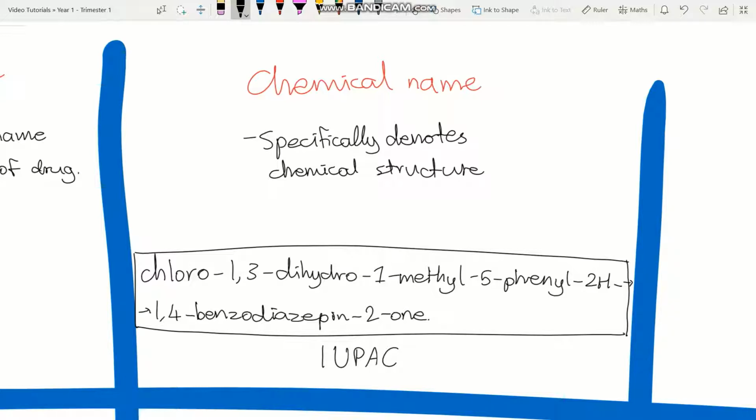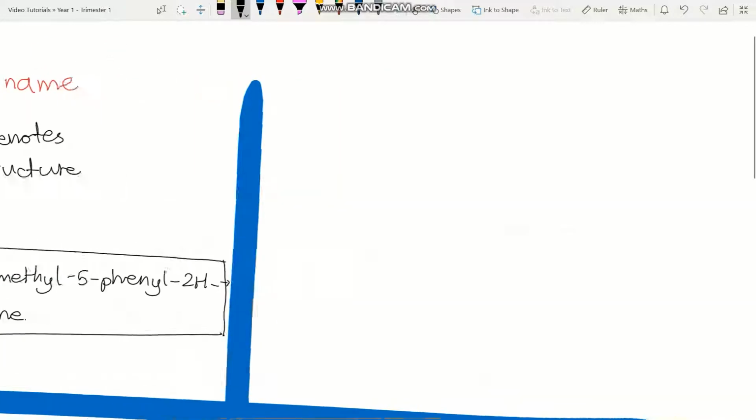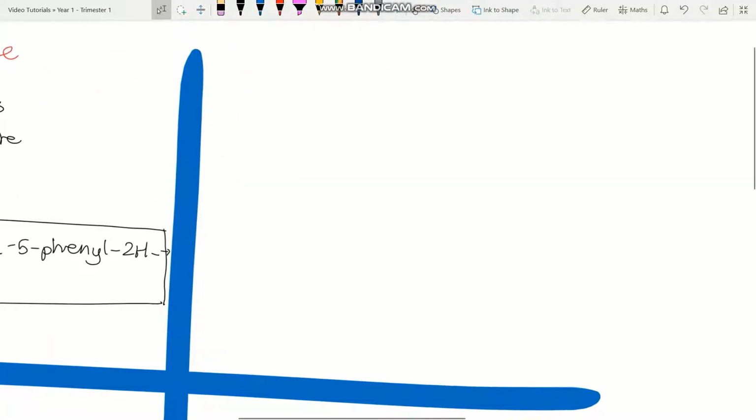So it tells us a lot, but it's not very helpful for any consumer because if you go to a pharmacy, you don't ask for chloro 1,3-dihydro 1-methyl 5-phenyl 2H 1,4-benzodiazepine 2-one. You ask for diazepam or Valium or Geucine. So that's why the next category of naming that I'll go through is the trade name.